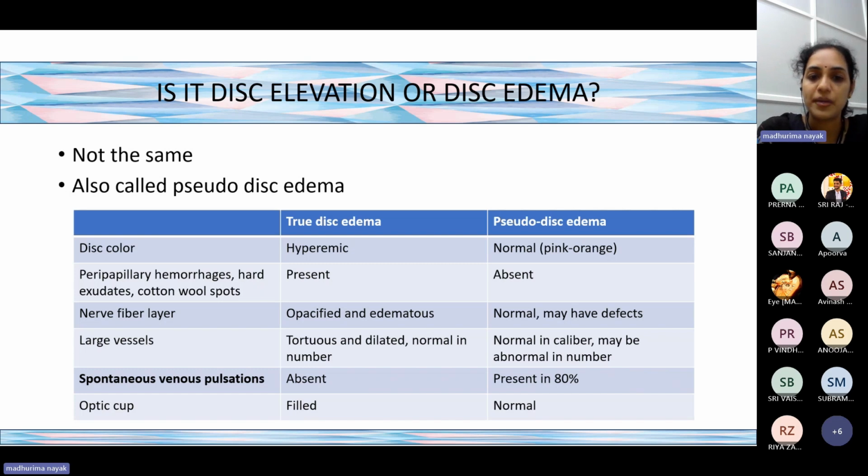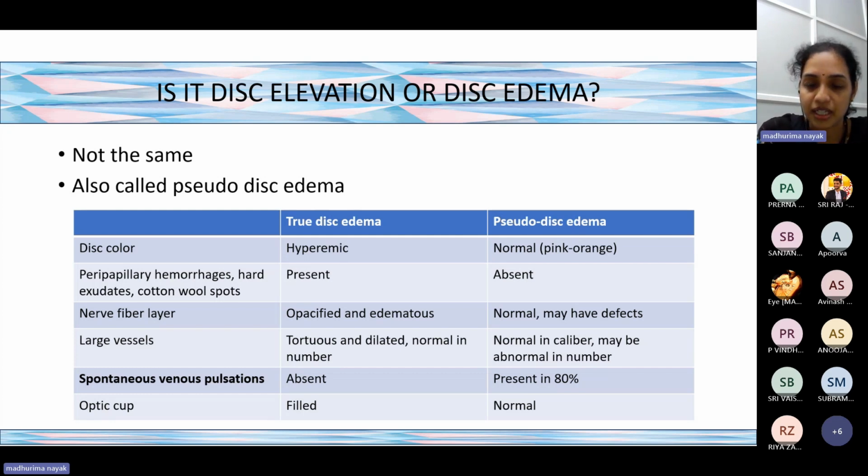The nerve fiber layer is opacified and edematous in true disc edema, whereas it is normal and sometimes may have defects in pseudo disc edema, especially seen in optic disc drusen. The large vessels are normal in number, however, they are tortuous and dilated in true disc edema. In pseudo disc edema, they are normal in caliber but may be abnormal in number if we are dealing with an anomalous disc. I have highlighted spontaneous venous pulsations because it is the most important characteristic which helps you to distinguish papilledema from a pseudodisc edema.